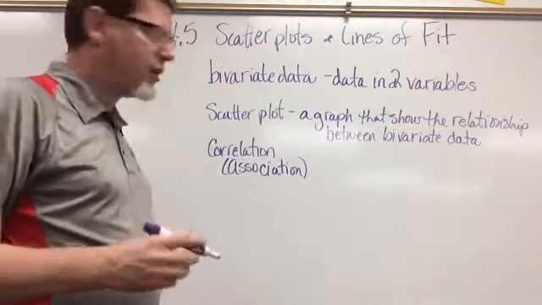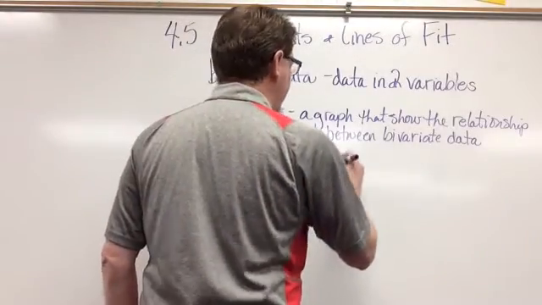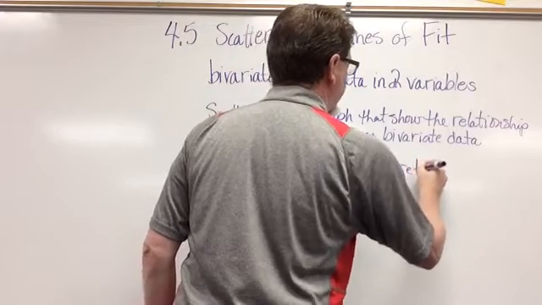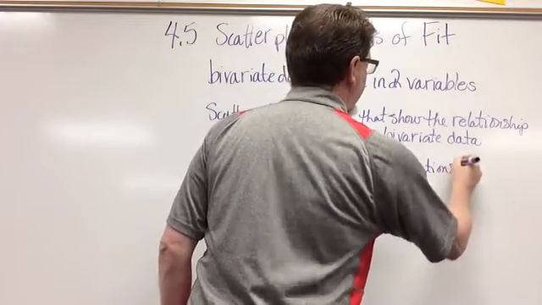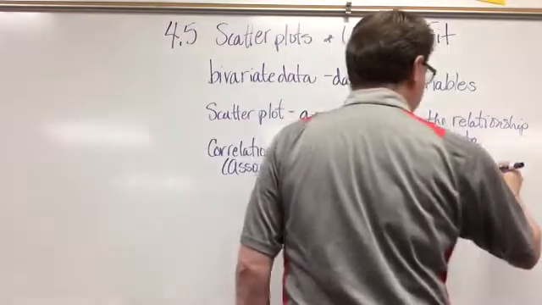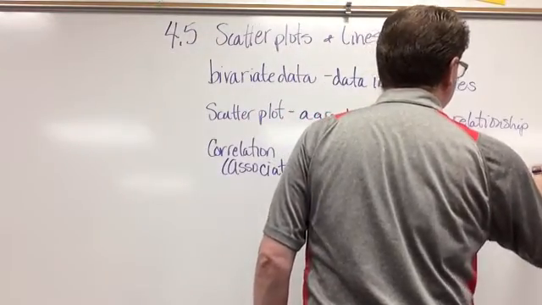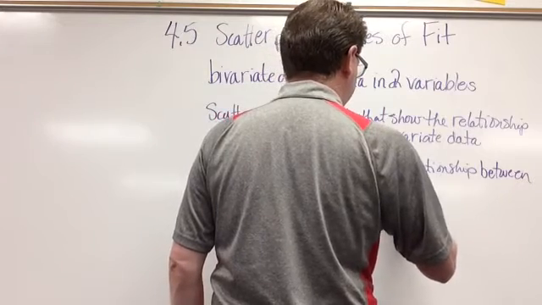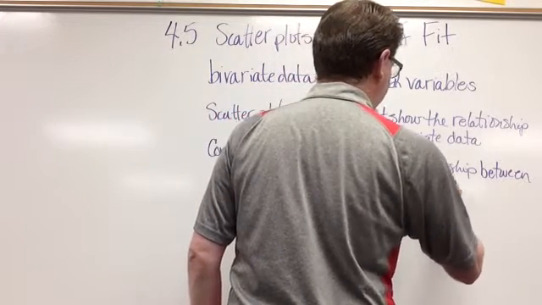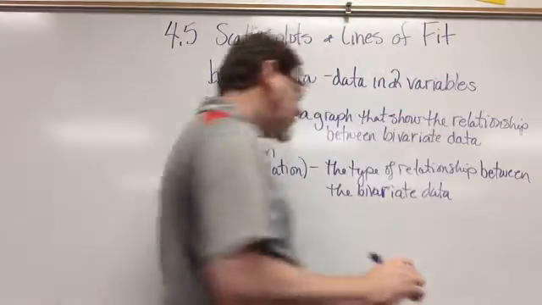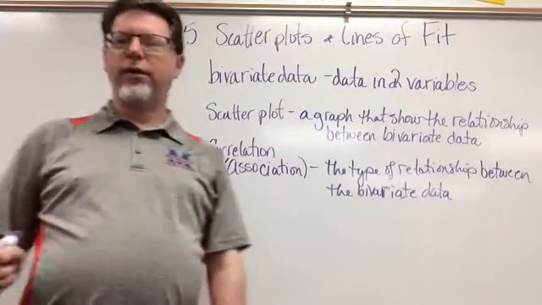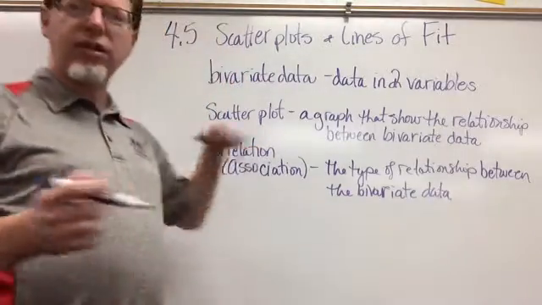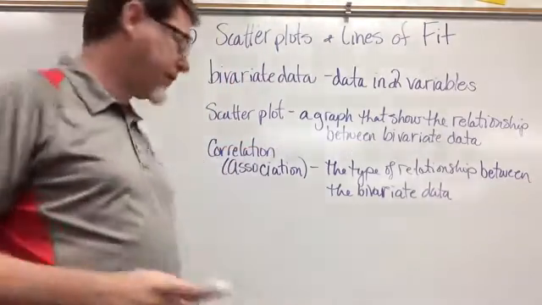Correlation or association. Correlation is the type of relationship between the bivariate data. The type of relationship between the bivariate data. Isn't that a fun word, bivariate? It's kind of crazy. So let's look at the three types of relationships that we could see in bivariate data.